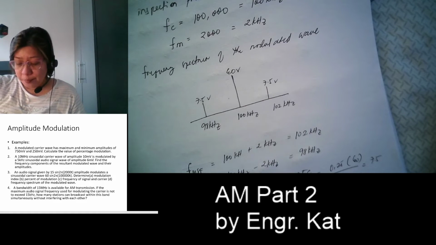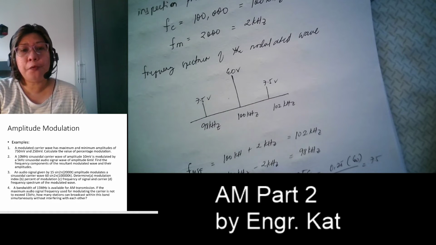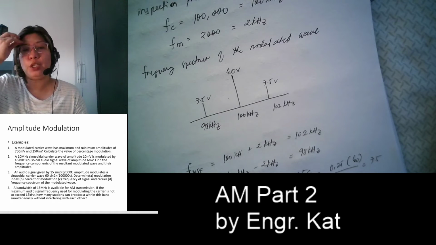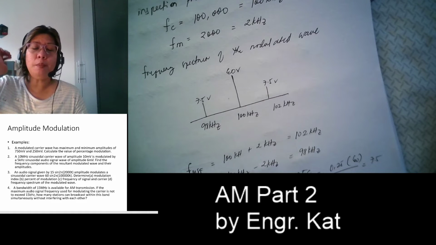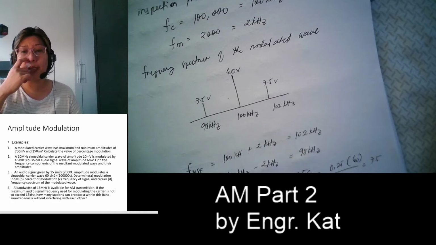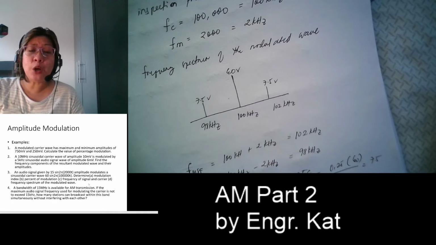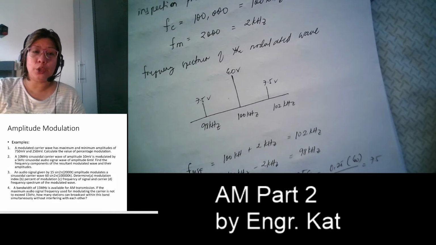Our next problem: a bandwidth of 15 megahertz is available for AM transmission. If the maximum audio signal frequency used for modulating the carrier is not to exceed 15 kilohertz, how many stations can broadcast within this band simultaneously without interfering with each other?